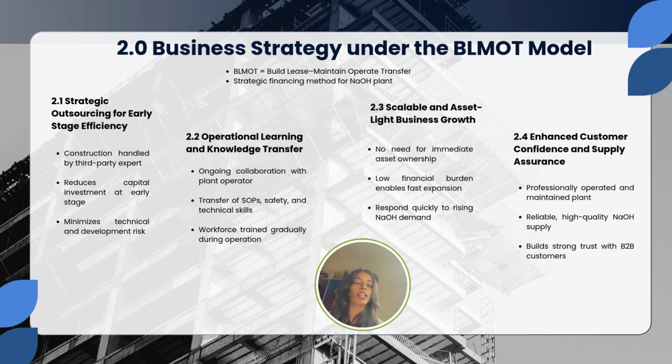By the time the plant is handed over, the company is ready to run it independently and sustain operations in the long term. In this scalable and asset-light growth, BLMOT allows Pro Nature to expand without buying new assets and also makes growth easier and faster. It also creates opportunities to diversify into related chemicals as demand increases.